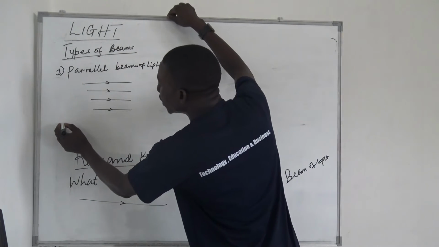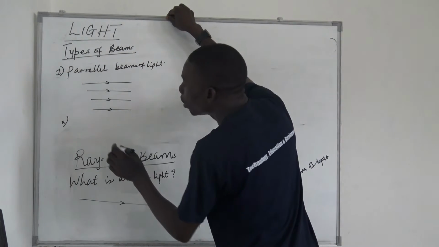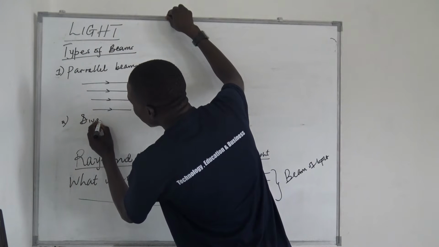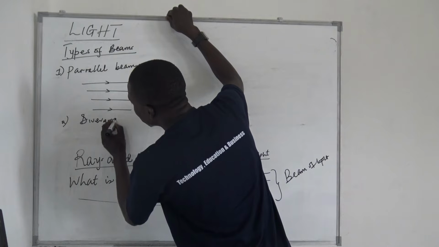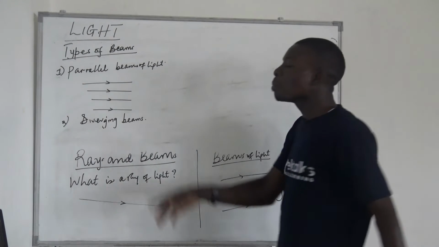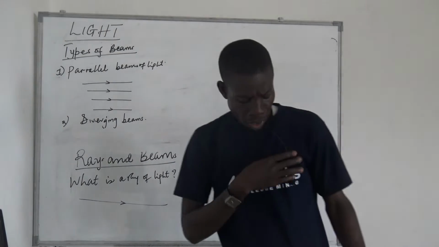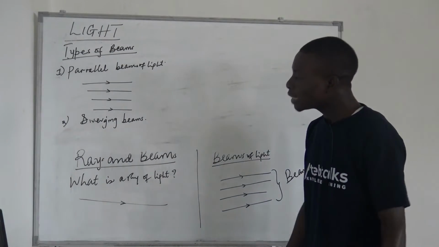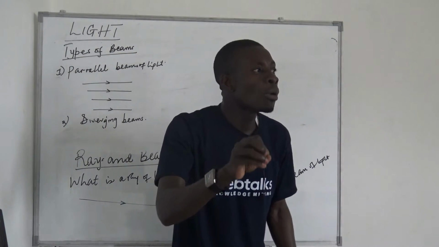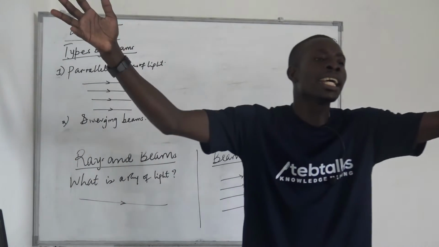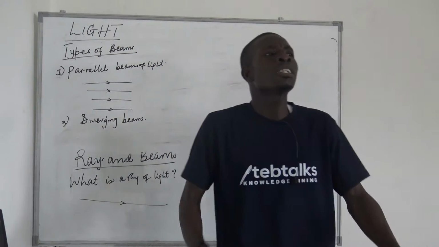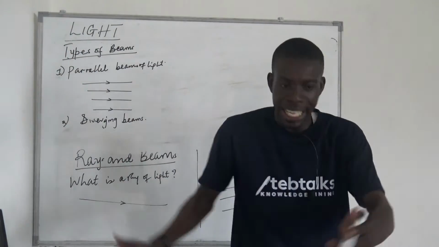And then two, we can call it diverging beams. What are diverging beams of light? Diverging beams of light are light which moves from a common point, spreading outward. They originate from a single source, but all of them move in different directions.